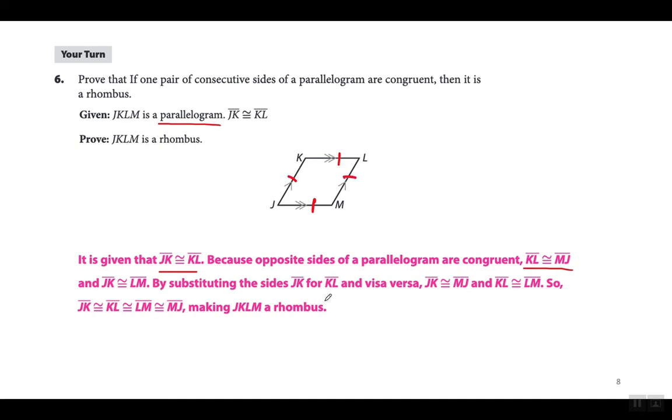By substituting the sides JK for KL and vice versa, they could show that consecutive sides are congruent. So therefore, we could say that this is a rhombus. Okay.